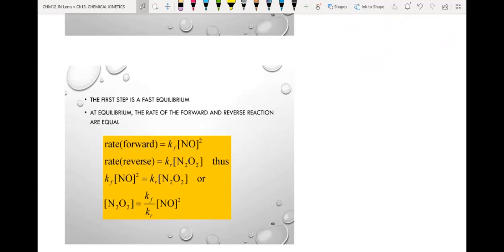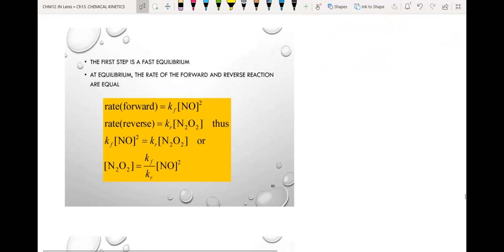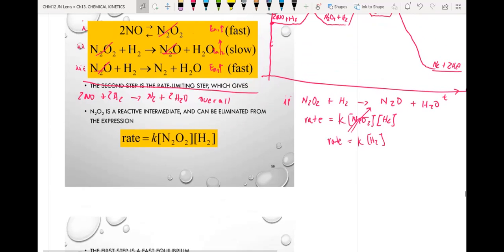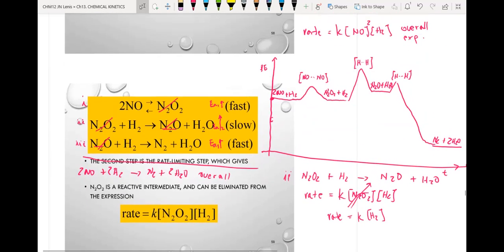And then we do the analysis with respect to the initial equilibrium reaction. As you can see here, the first step is showing an equilibrium between these two species.